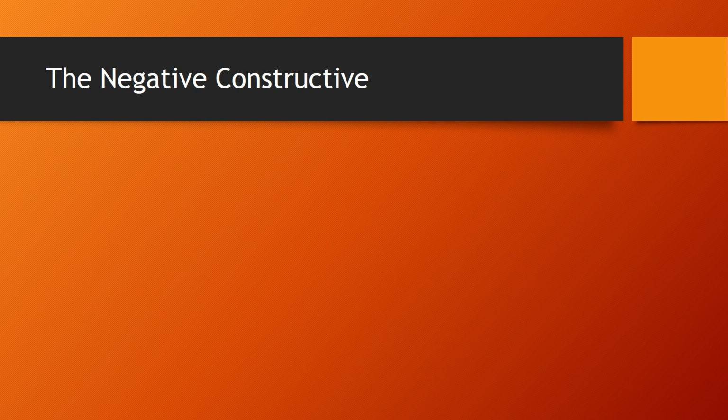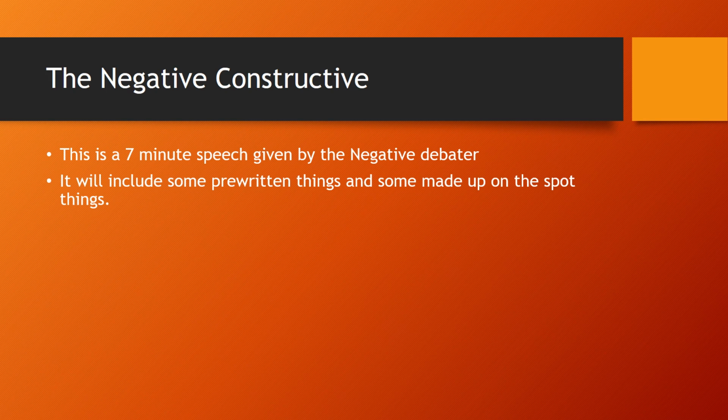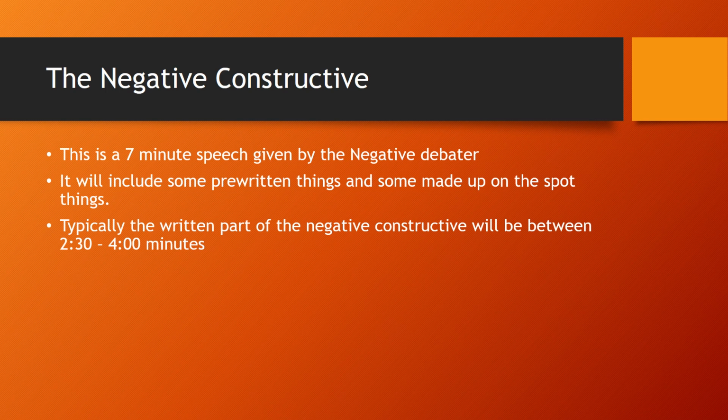The next speech is the negative constructive. It's a 7-minute speech given by the negative debater. It includes some pre-written things and some things made up on the spot, and this is because the negative side has to do both their constructive, meaning they have to both read their case, their value criterion, their contentions and subpoints, but they also have to rebut or attack the affirmative's case. The typical length for the negative constructive, or the written part of the neg case, is about 2 minutes and 30 seconds to 4 minutes.